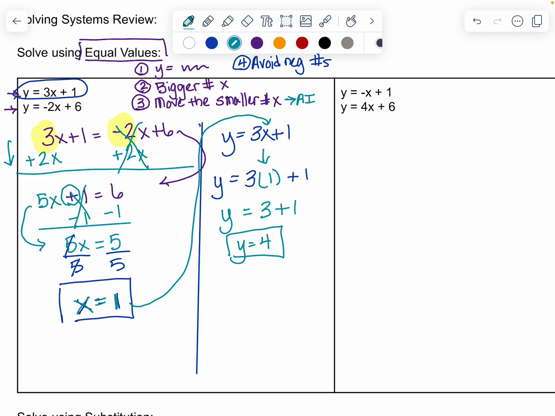Now, if being in high school, you're going to get a point taken off if you do not write your final answer as an ordered pair. So that is how you solve a systems of equations using equal values.